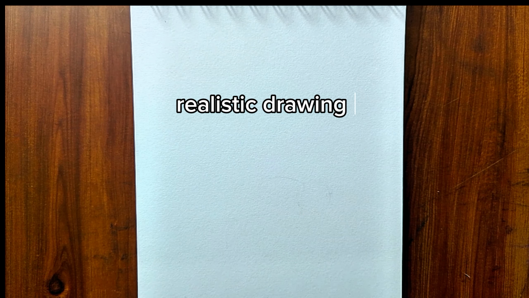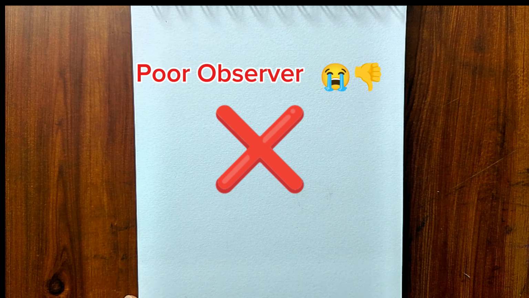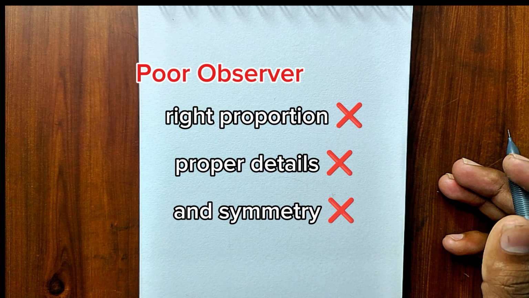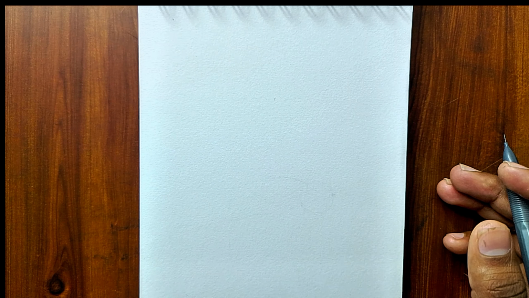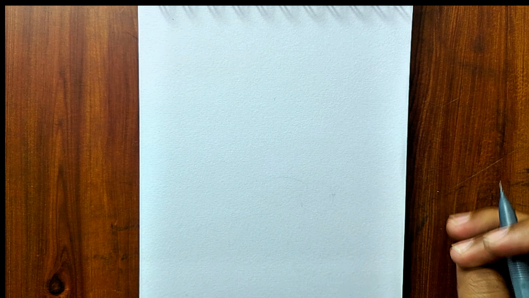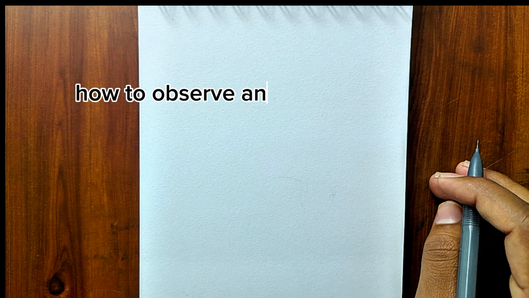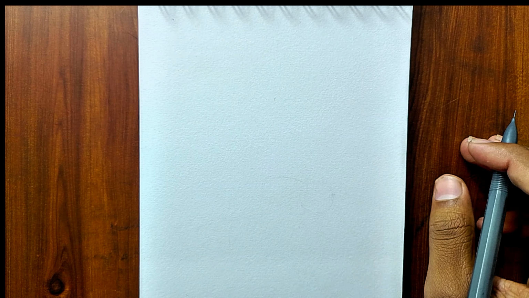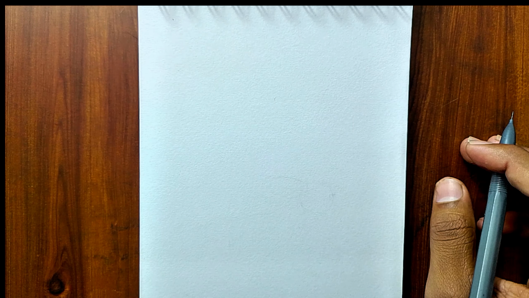Realistic drawing requires correct proportion, high accuracy, and proper symmetry. And until you are a good observer, you can't get the right proportion, proper details, and symmetry from any reference image. So in this video, I will try to make you understand how to observe any reference image to get out all the required details from it. So let's move to the video.